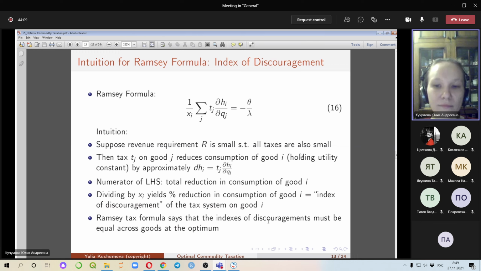So one more time. On the left-hand side, it shows us the total amount of consumption reduction of good i according to all taxes. So direct and indirect. It's just a percentage reduction, so it's a ratio of change to x_i. Yes, it's the total reduction in percentage.